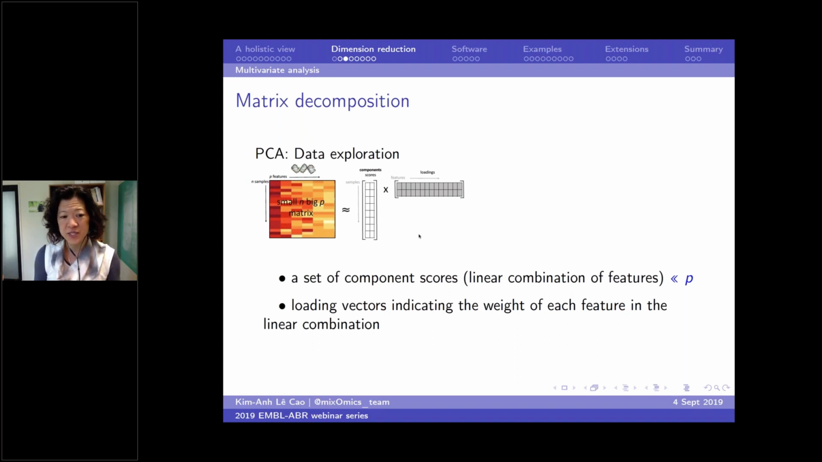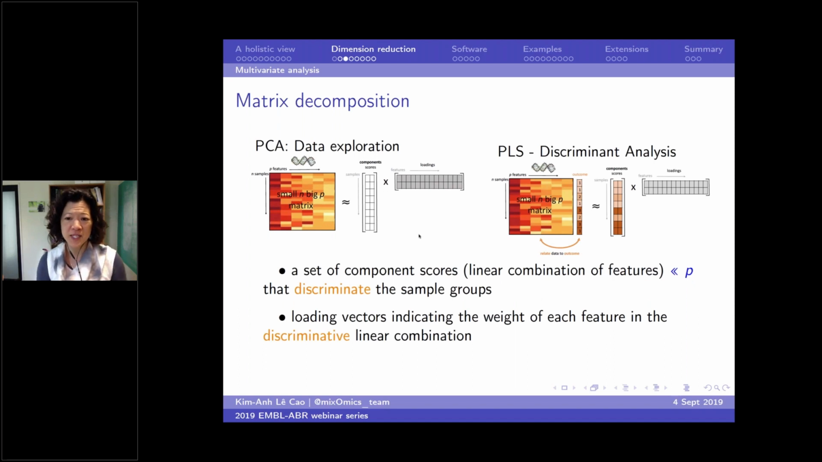There are other variants of PCA, and one we've been working on is PLS discriminant analysis. So this is different from PCA because this time we say that we have an outcome. We have extra information about the samples. So we can say, for example, the disease stages of the samples. And so we also obtain component scores, but this time we tell the method that we want to actually discriminate as best as we can our sample groups, which means that the loading vectors that we have here are going to change so that we can discriminate those sample groups.